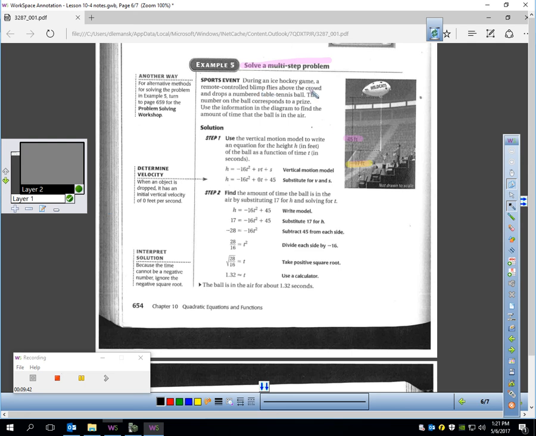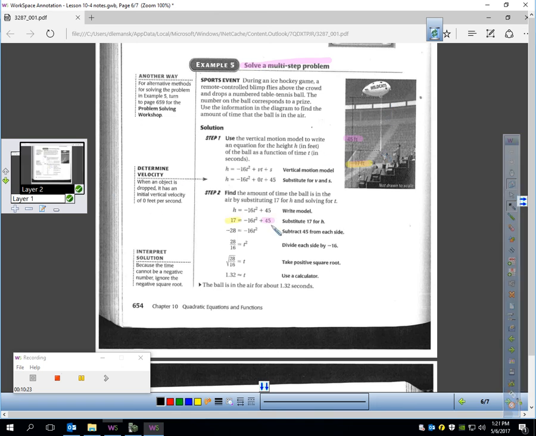During an ice hockey game, a remote-controlled blimp flies above the crowd and drops numbered table tennis balls. The number on the ball corresponds to a prize. Use the information in the diagram to find the amount of time the ball is in the air. Now you notice the blimp, I put it in pink, is 45 feet in the air. You can see the blimp is dropping a ball at 45 feet, and the person catches at 17 feet in the air.